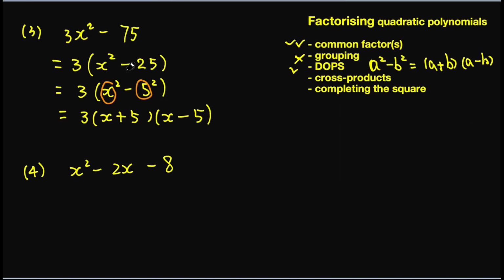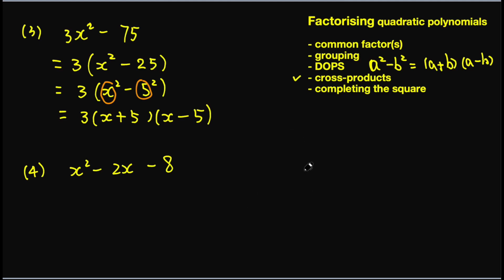Move on to question 4. For this one, still use the list. Are there common factors? No. Can we group them? Seems not so easy. And dots? No. Then we are going to consider cross products.